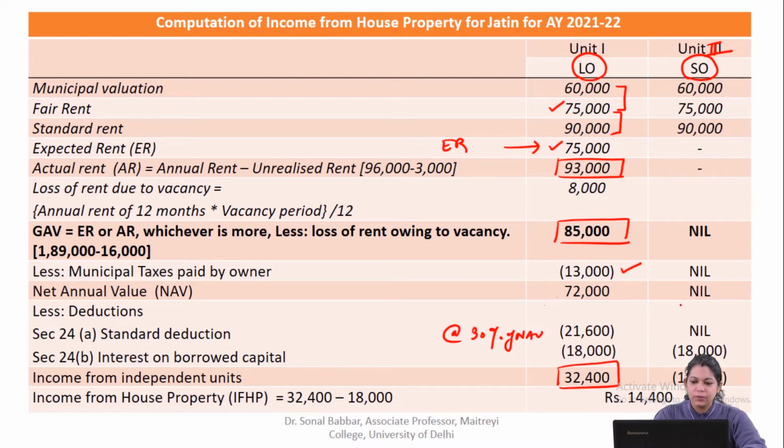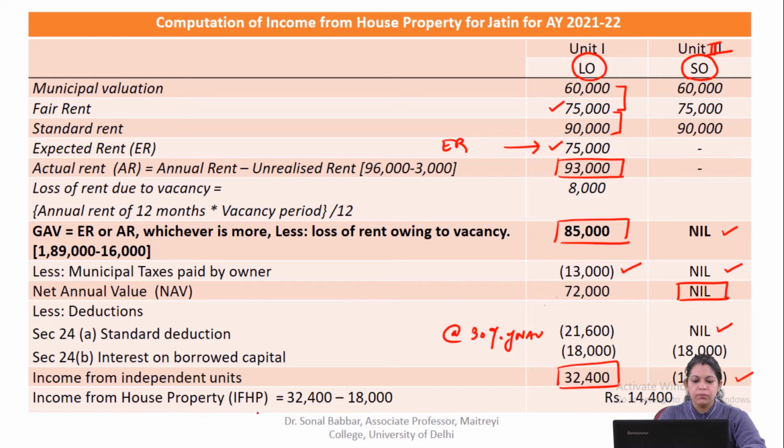In fact, we know that NAV for a self-occupied unit is nil. Therefore, GAV will be nil. Municipal taxes paid by the owner will be taken as nil. Standard deduction will be nil. And there is a ceiling on interest on borrowed capital. However, rupees 18,000 is within the ceiling of 30,000 rupees. Therefore, 18,000 is deductible. As a result, we have negative 18,000 as the income from unit 2.